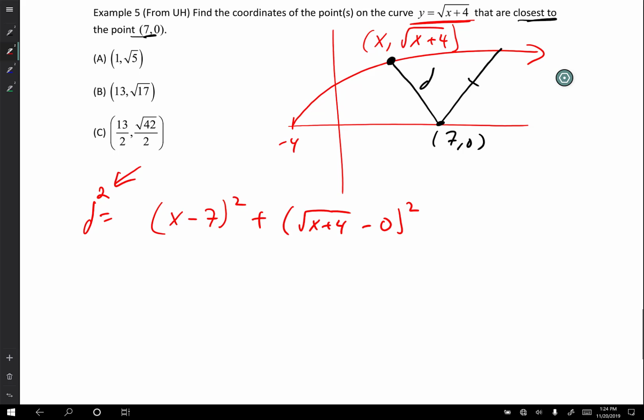Okay, so the whole point is that I want the distance, guys, focus, guys. I want the distance between the curve and the point 7, 0. So any point on this curve is x, that's my x value, comma, this is my y value. Why? Because it says right there, y is the square root of x plus 4.